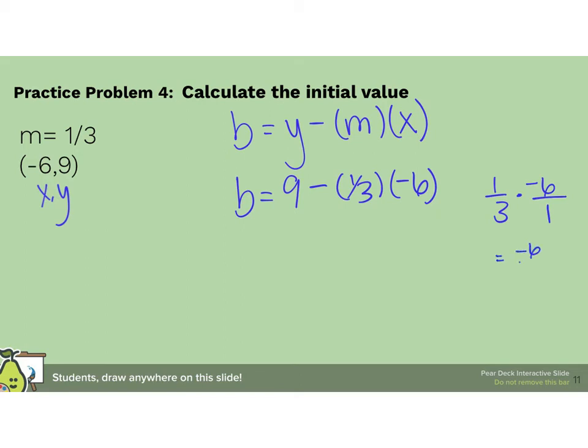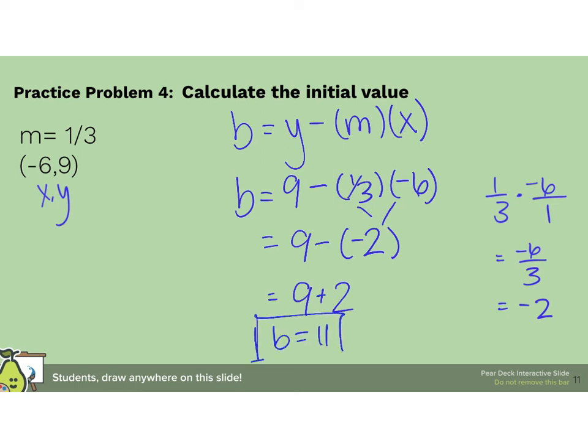That's -6/3, which is -2. So 9 minus one set of parentheses now. The answer to that multiplication problem is -2. Clean it up. Minus minus means plus. 9 plus 2 is 11. The initial value here is 11.